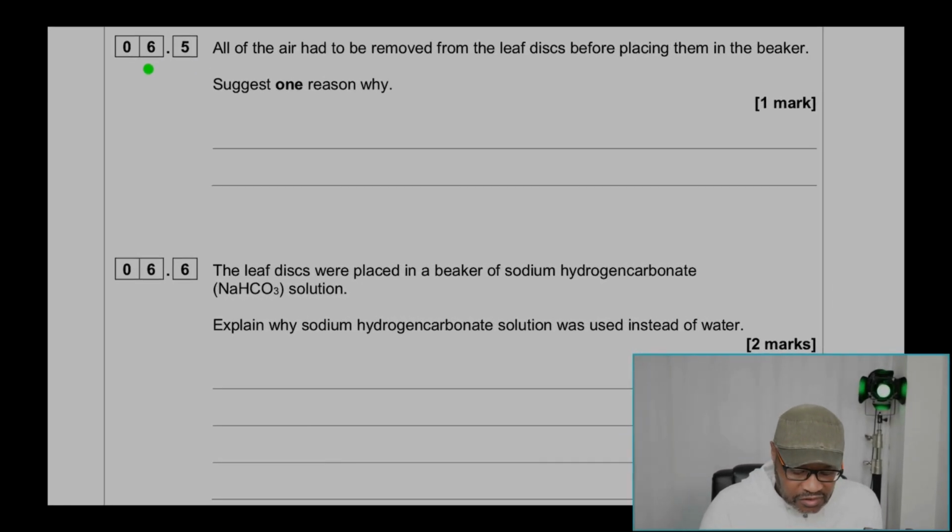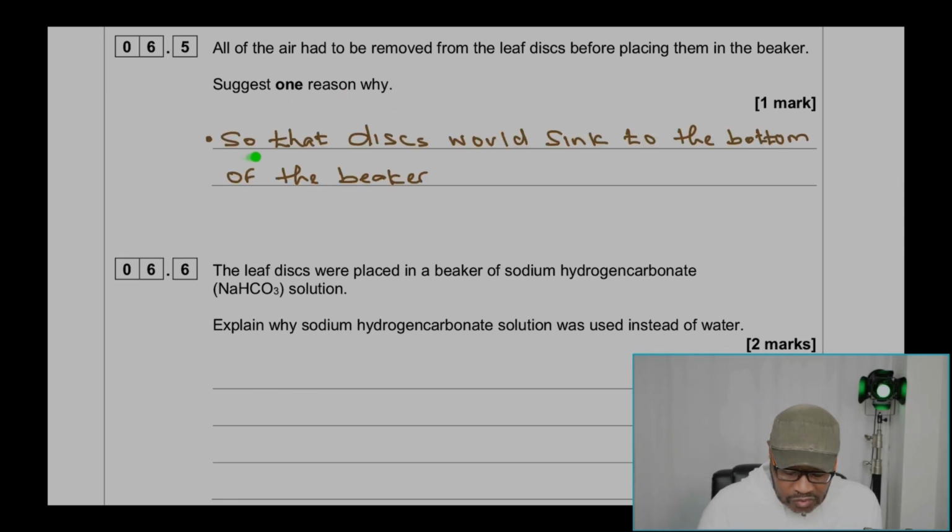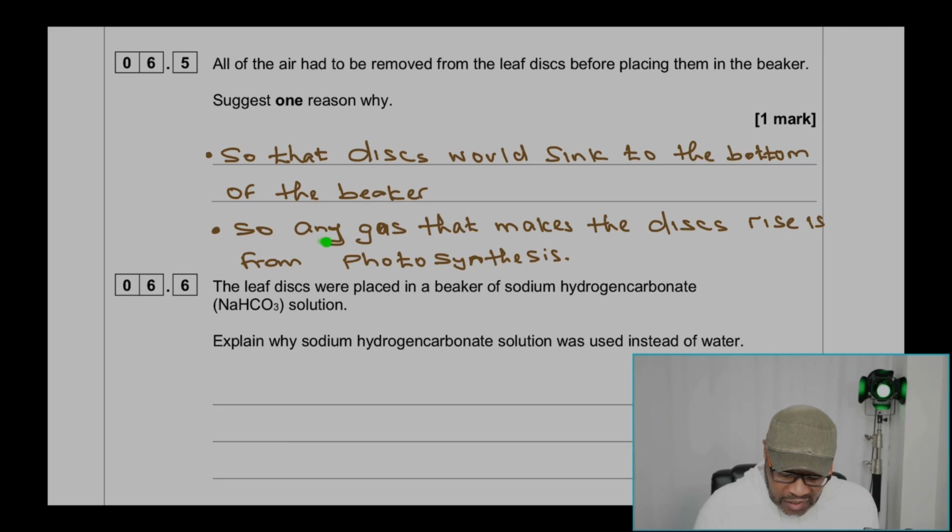Question 6.5. All of the air had to be removed from the leaf discs before placing them in the beaker. Give one reason why. So that the discs would sink to the bottom of the beaker. So any gas that makes the disc rise is from photosynthesis.